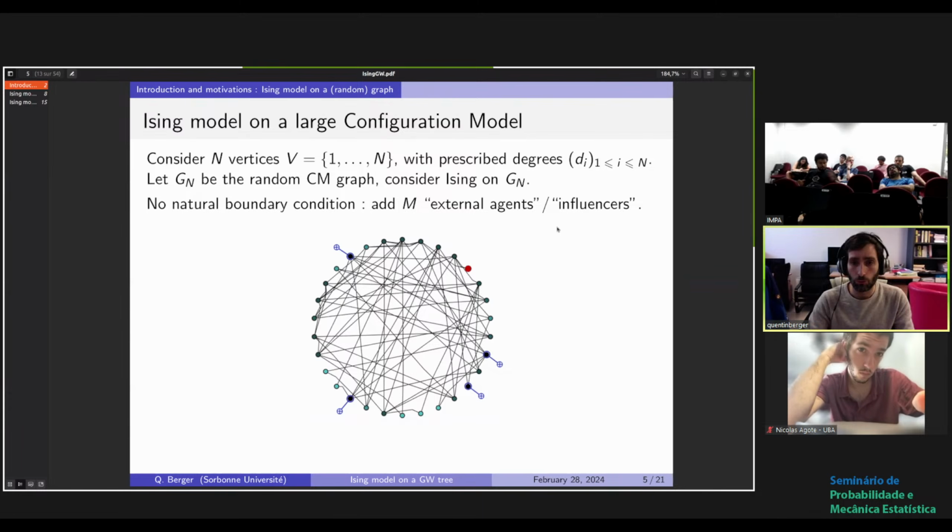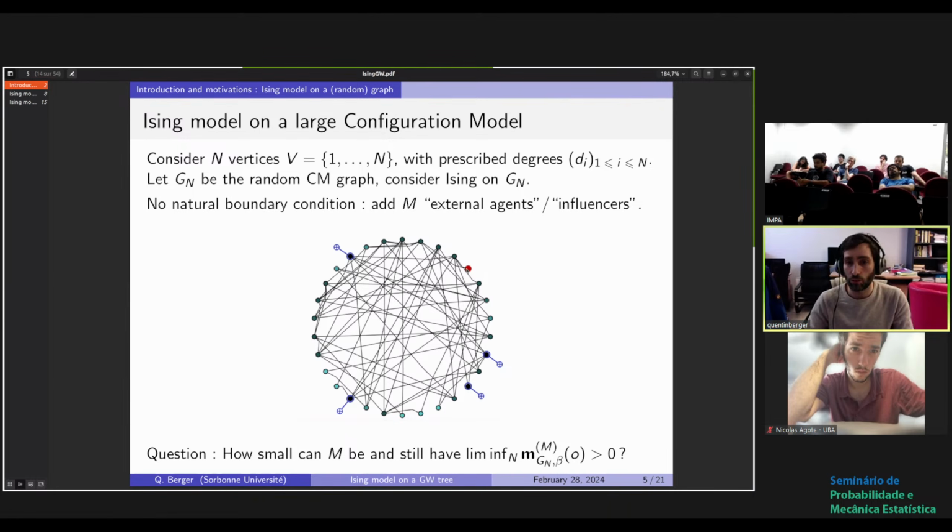Okay, and so now what you do is you choose a vertex at random, here in red. You consider the magnetization of that randomly chosen vertex. And what you want to know is how small can you choose big M so that in the limit, as the number of vertices goes to infinity, you still have magnetization of that vertex. So the question is how few external agents you have to put in order to magnetize a randomly chosen vertex, so magnetize the whole graph. You have to take M going to infinity with N, but the question is how fast should it grow with N?